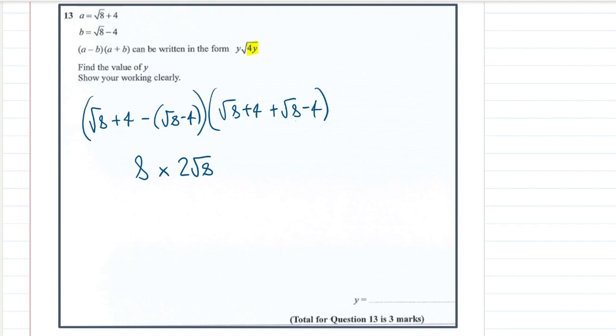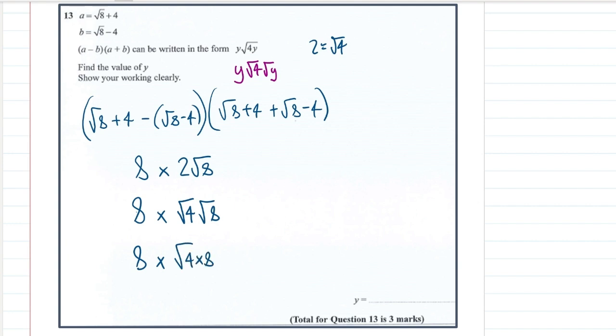Now I can rewrite this as 8 multiplied, because this 2 is the same as the square root of 4. And I'm going to need the square root of 4 in here, because essentially this is y times by the square root of 4 times the square root of y. So I'm going to need a square root of 4, and that is the 2 right there, so that's helpful. So I can write this now as 2 as the square root of 4 times the square root of 8. And that's perfect, because that's 8 multiplied by the square root of 4 times by 8. So y in this case is 8.